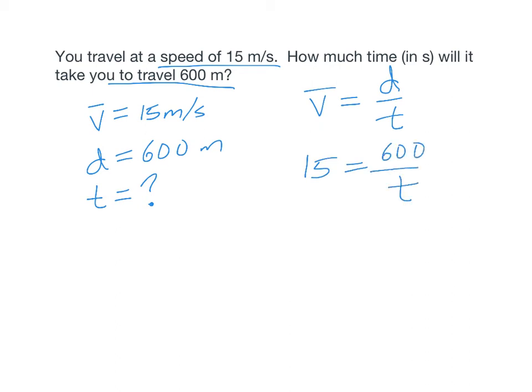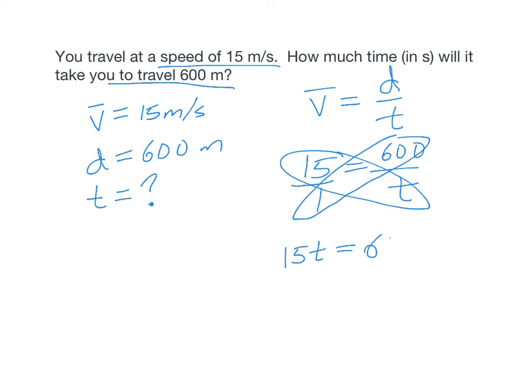Again, especially if your algebra skills aren't super strong, I suggest using the same strategy every time, which is put this over 1, cross multiply. So I'm going to do this and this. What is 15 times T? It is 15T. 600 times 1 is 600. This one didn't just give me the answer right away. Now I've got to solve for T. The way we do that is we divide both sides by 15. So the 15 cancels, and we get T equals 600 divided by 15, which in this case is going to be 40. And it's a time, so it's going to be seconds.